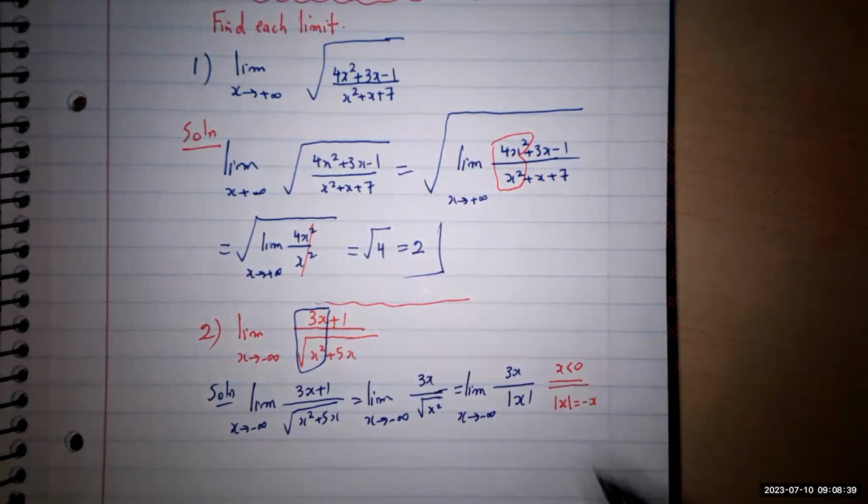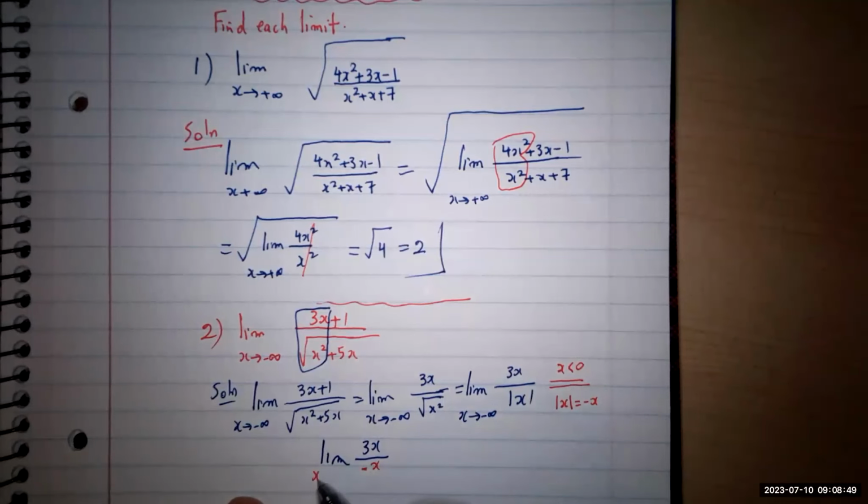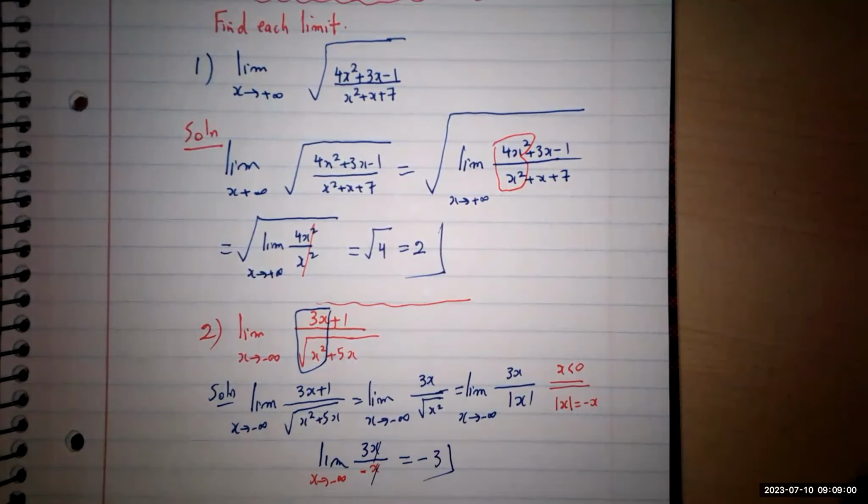Okay, so this means this is going to be equal to the limit of, the top would be 3x, and at the bottom, make sure you replace it by a negative x, as x goes to negative infinity. That's it. You simplify the x and the x, and the result would be negative 3. You've got to be careful if x goes to positive infinity. If x goes to positive infinity, then this absolute value of x would be just x, so your answer would be positive 3.